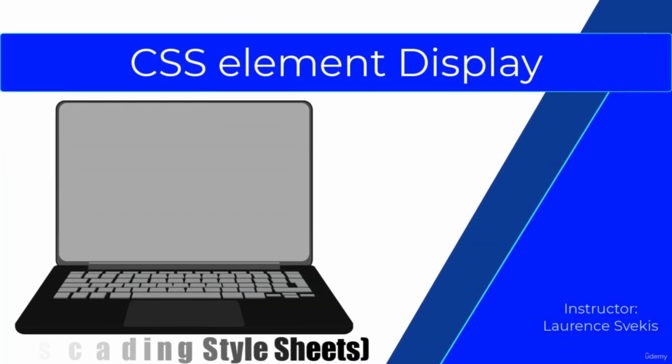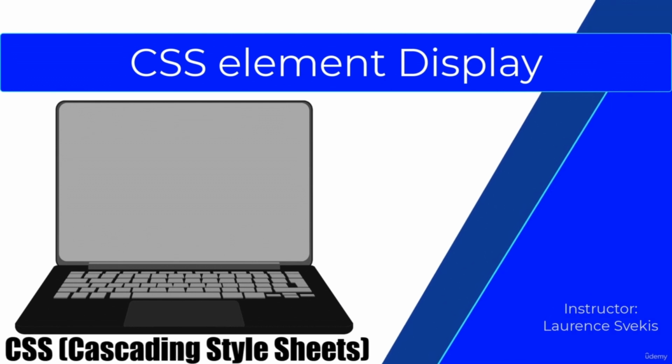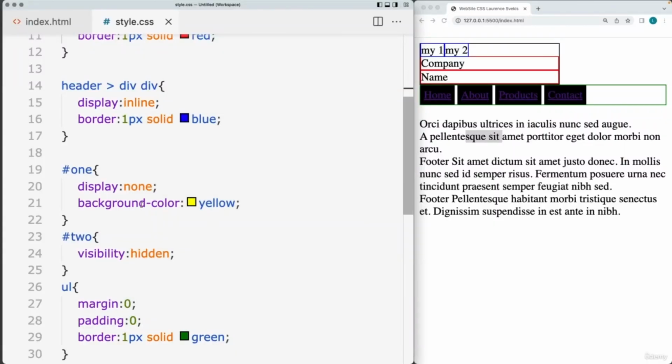This lesson is going to cover what the display property does and the different values. So commonly used are block, inline, and inline block, as well as display none. So how they're going to affect the page elements. And then the difference between visibility hidden and display none, and how they're going to show up on the web page.